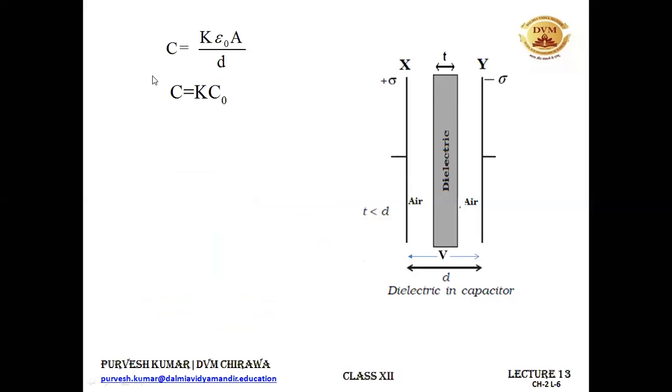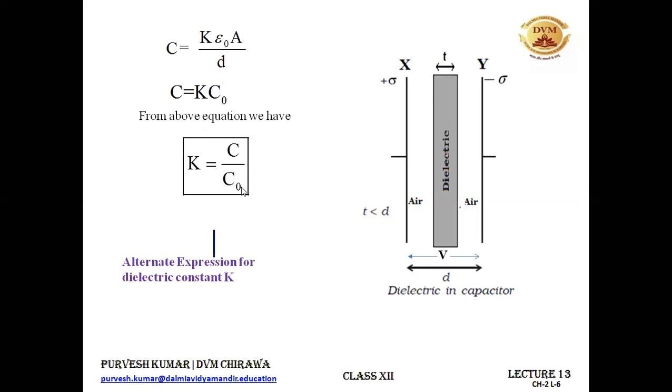Now, these are the two formulas that we have derived: C equal to K times epsilon naught A by D, and that is the case when the space between the plates is completely filled with a dielectric having dielectric constant K. So the formula for capacitance becomes K into C naught, where C naught is the capacitance of the parallel plate capacitor when only vacuum was between the plates. So from this formula, you can write that K is equal to C upon C naught. And now you can define the dielectric constant in terms of the capacitance ratio. This is the alternate expression for dielectric constant K.